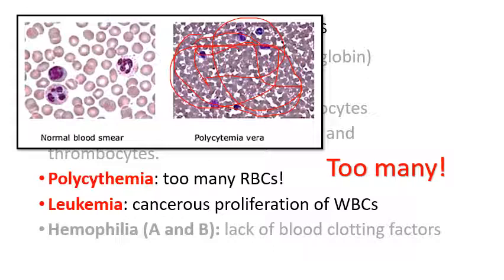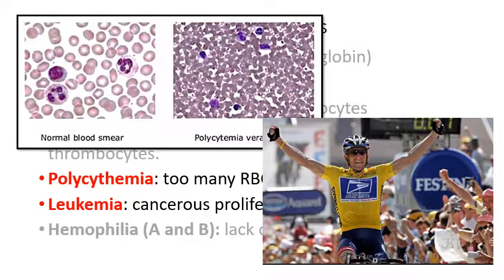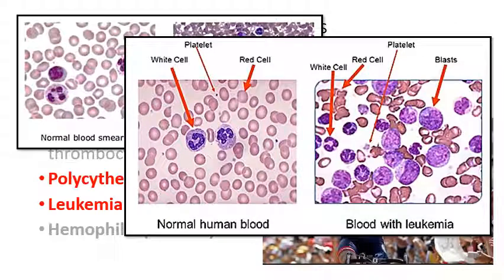And then here, this is a normal blood smear. It's called a smear because you put a drop of blood on a glass slide and then you smear it across so that the blood cells are not sitting on top of each other, blocking each other from view. And then leukemia. All right, leukemia.